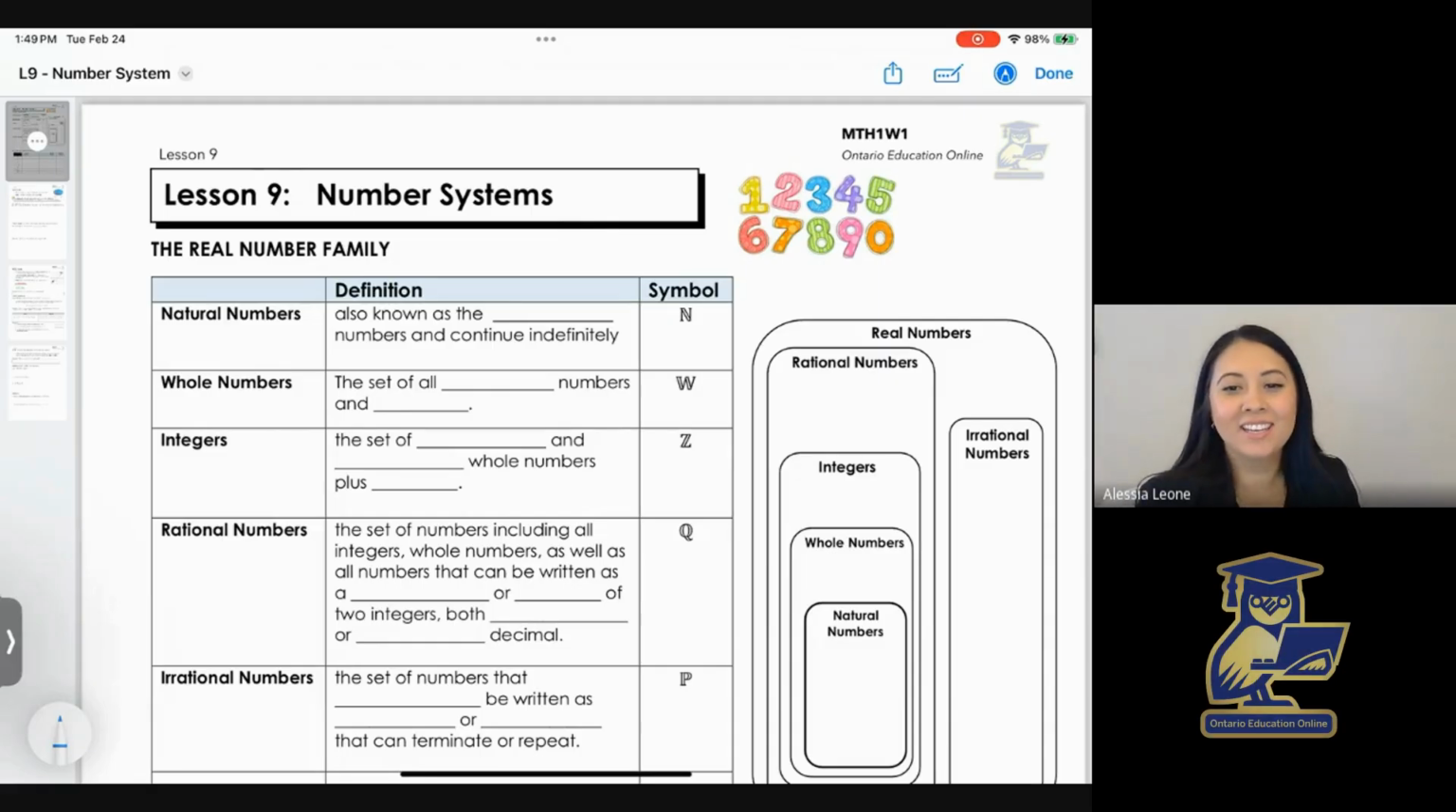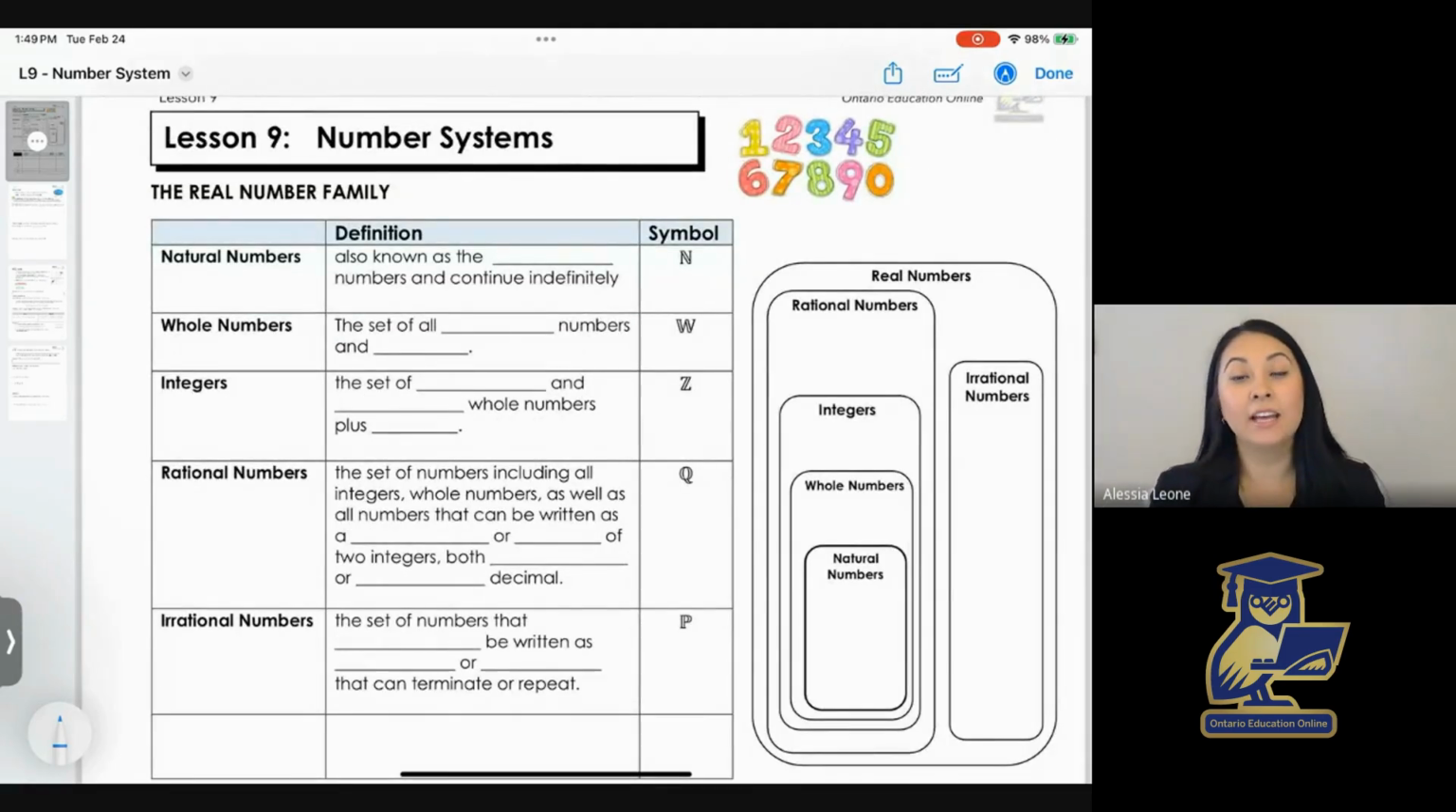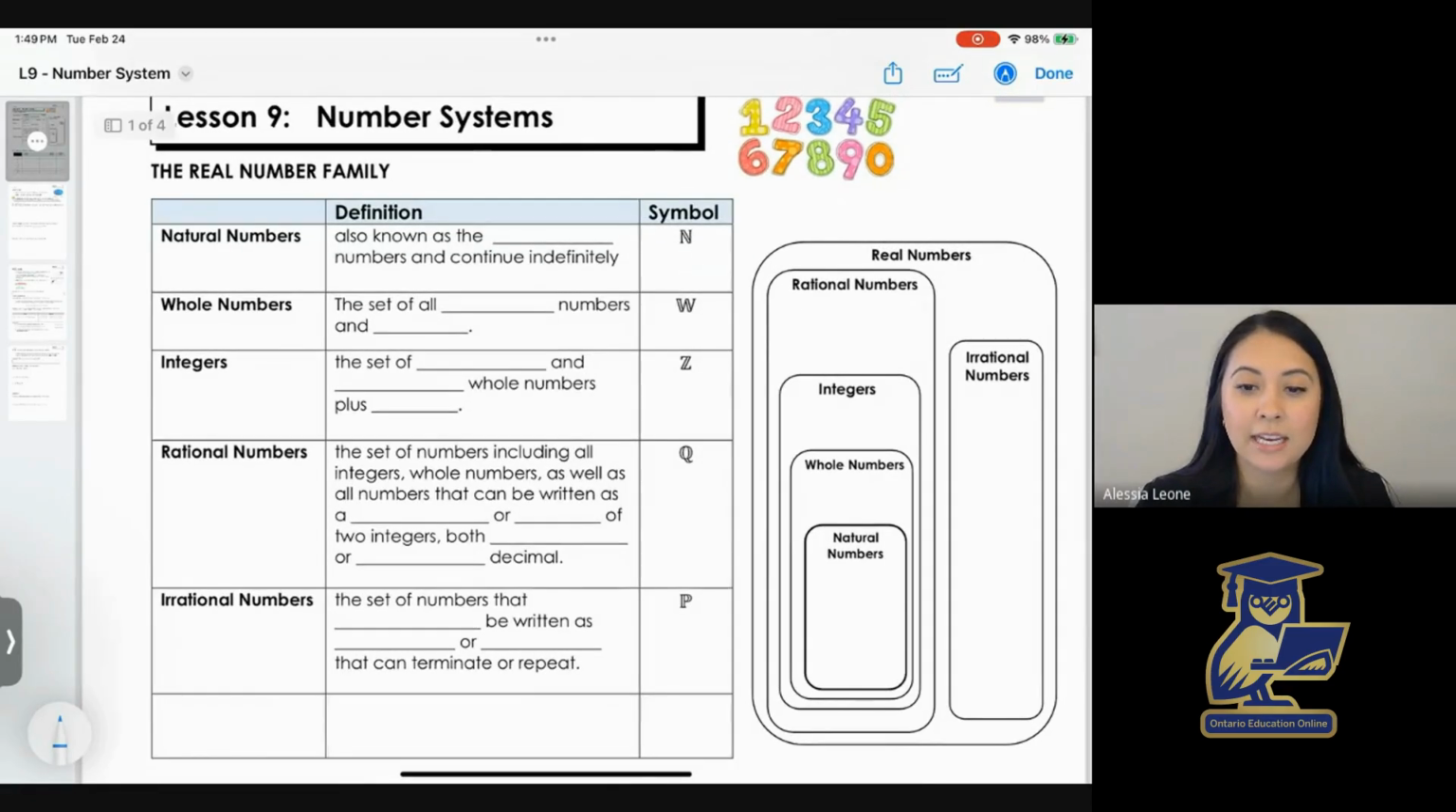Hello, everybody. Welcome to lesson 9, where we are going to be talking about number systems, the real number family. We're going to be learning some terminology and classifying numbers. We're going to start off by filling in the blanks to these definitions. In front of you, you see natural numbers, whole numbers, integers, rational numbers, and irrational numbers.